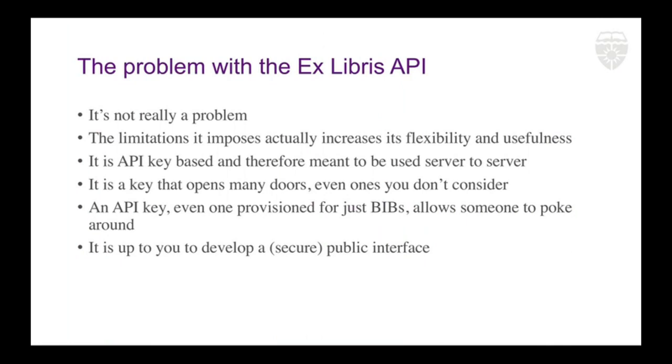So the problem with the Ex Libris API isn't really a problem. The problem is that it's so flexible and that you can use it for a lot of things. It's API key based and therefore meant to be used server to server. It's like a password. It is a key that opens many doors, even ones that you don't consider. I'm sure nobody knows that most library staff have access to that door for some reason. An API key, even one provisioned for just bibs, allows somebody to poke around. Again, bib records have user information in them if you slap that /loans on there. So it's up to you to develop a secure public interface.